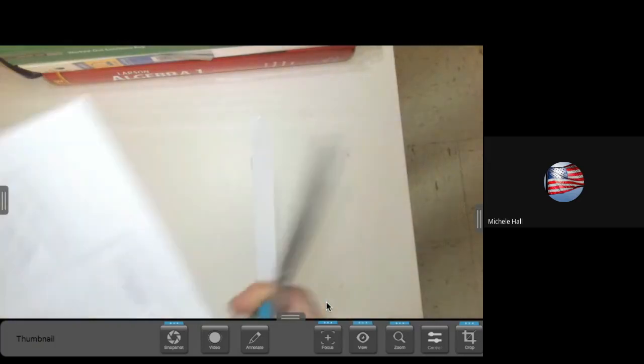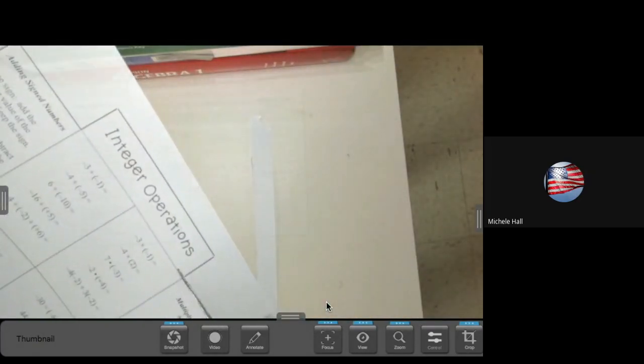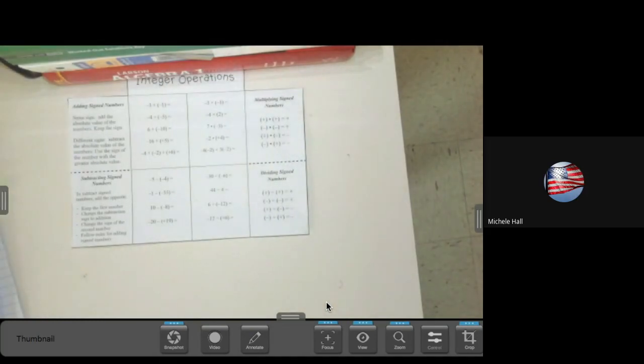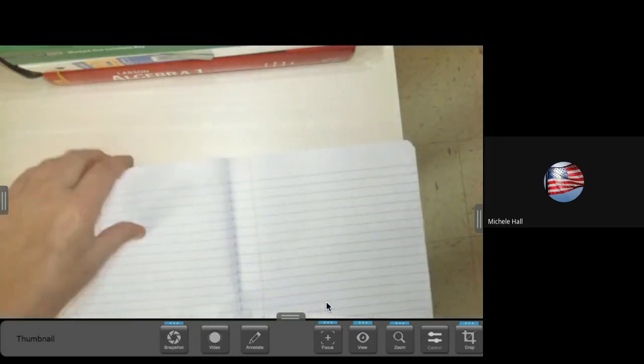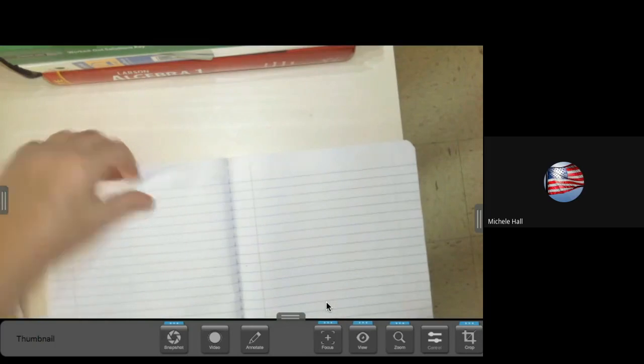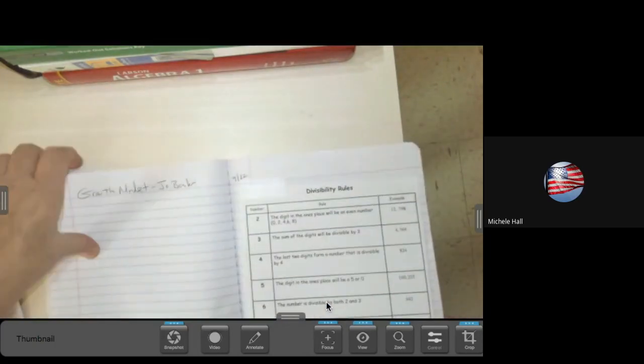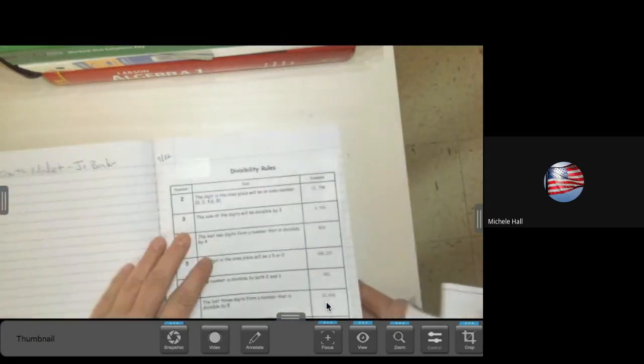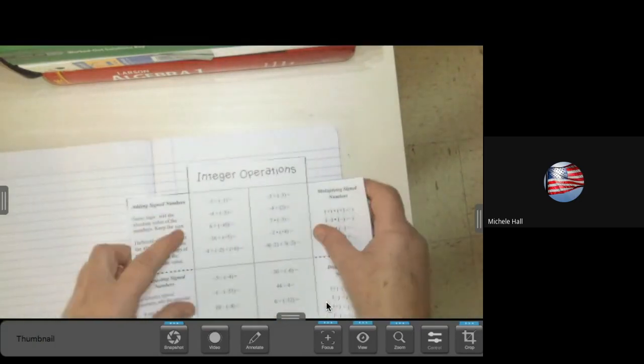Our packet that we have, and we're going to cut this out. We are going to put in our integer foldable. You're just cutting around the outside of it. All right, so we have divisibility rules are in. We have our growth mindset, divisibility rules, and now I'm going to put this one in on this page here.